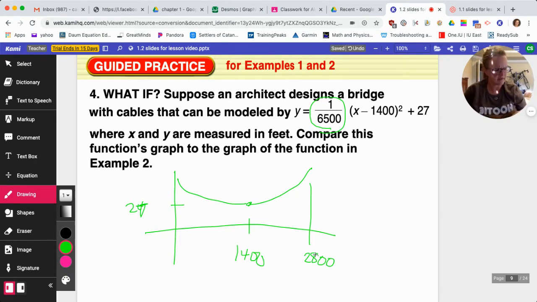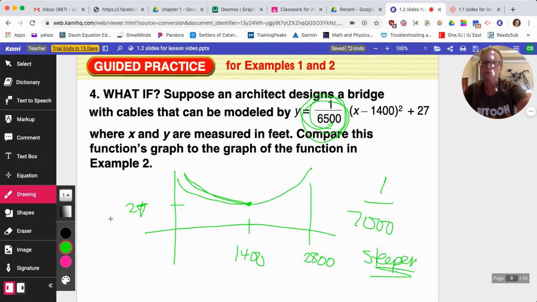Is there a funny ending to this that I'm unaware of? Oh, we're just talking about this would be slightly steeper because this number is different. If you look at the other one, it was 1/7,000. So the fraction has gotten slightly smaller. And that just means that we are going to be same vertex, same axis of symmetry. They both open up, but slightly steeper with a different a value.